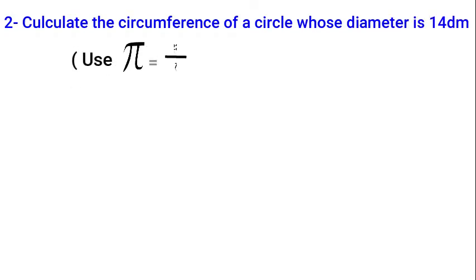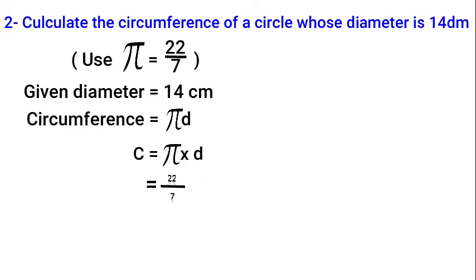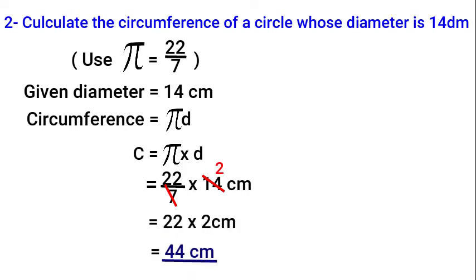Number 2. Calculate the circumference of a circle whose diameter is 14 decimeters. Use pi 22 over 7. Remember, given diameter 14 centimeters. Therefore, circumference is equal to pi times diameter. Remember, pi is 22 over 7 times diameter, which is 14 centimeters. And that gives us 22 times 2 centimeters, and that is 44 centimeters.